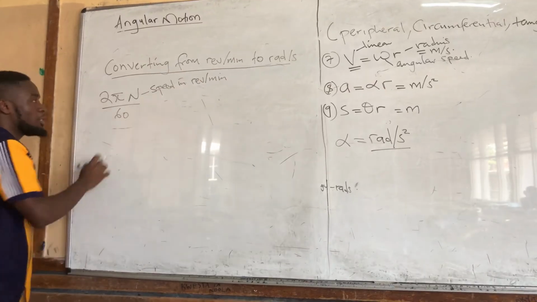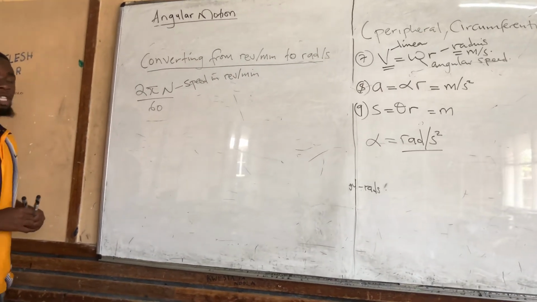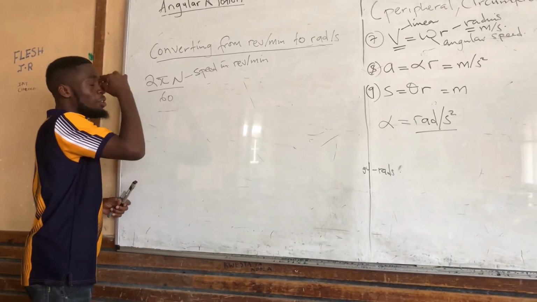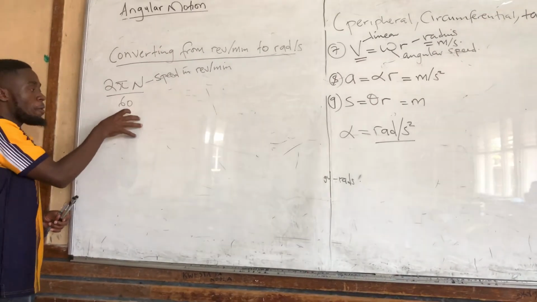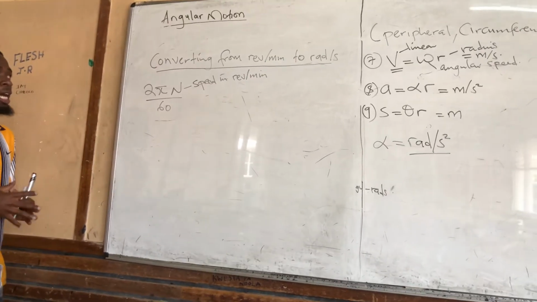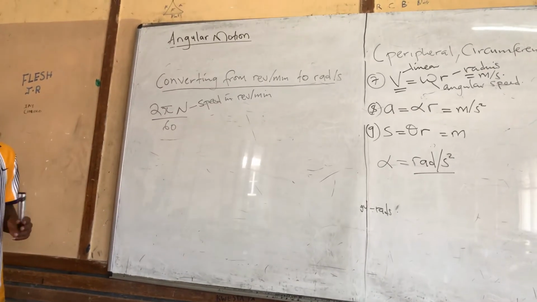So this n represents the what? The speed in revolutions per minute. The moment you put that given value, the speed in revolutions per minute, here, you multiply it by 2 pi over 60. The answer will be in rad per second.